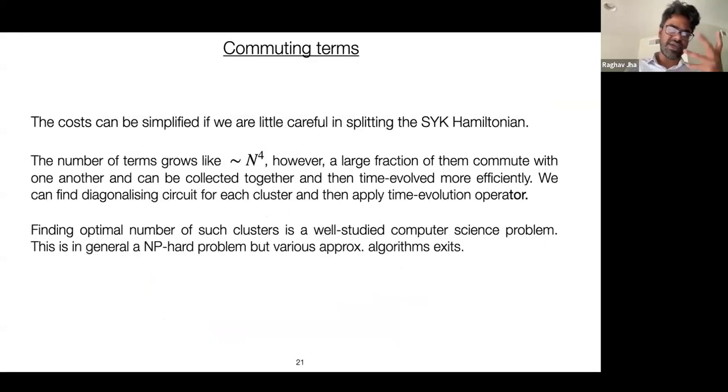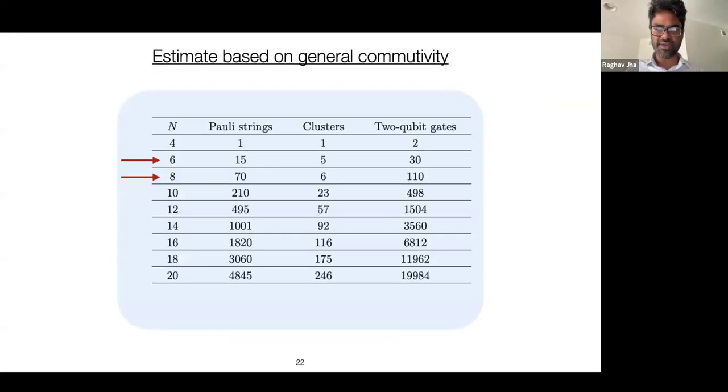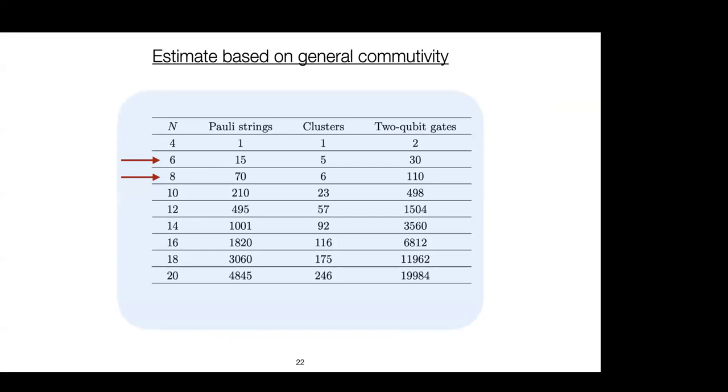But for n large and other things, we have to write a code. And then you can find the diagonalizing circuit for each cluster. Once you have a diagonalizing circuit for each cluster, then you just add them to write down the time evolution for the entire Hamiltonian. Do you know if your result is optimal?